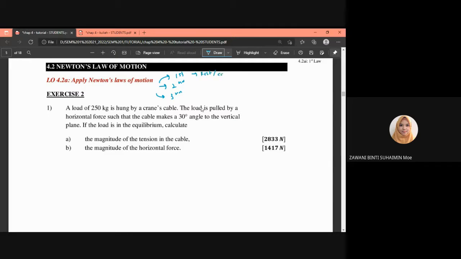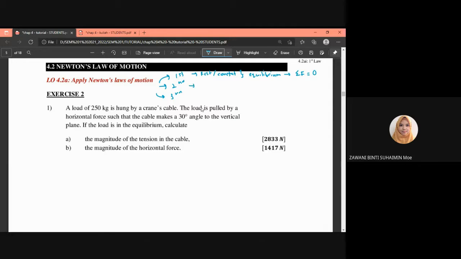or at constant velocity. Okay, another name for it is static equilibrium, or for constant velocity we call it dynamic equilibrium. So if you see these keywords, automatically the equation you must use is summation of F equal to 0. Okay, so for Newton's second law, we are dealing with an object with motion or with acceleration.